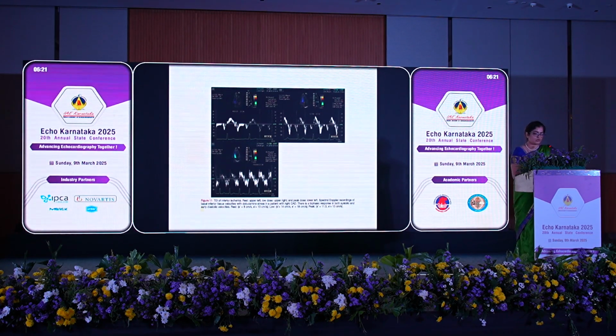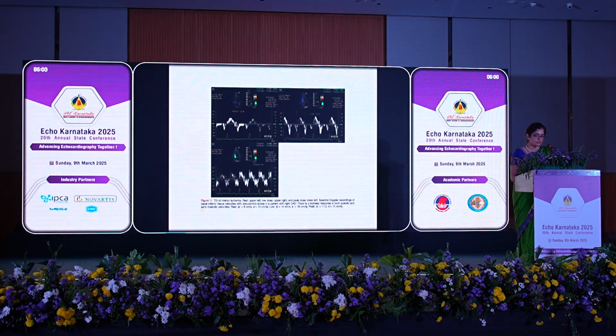This is actually tissue Doppler of an inferior ischemia patient. Here you can see the left upper quadrant is at rest, and the right one is with low dose dobutamine, and the one below is with high dose dobutamine. So here you can see that the S prime velocities go up during low dose dobutamine from 8 to 10.